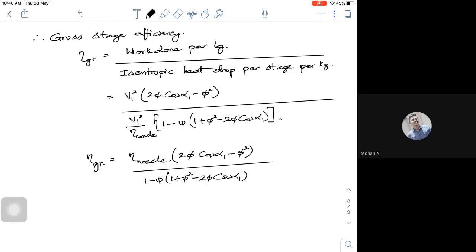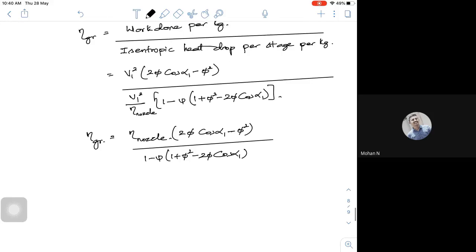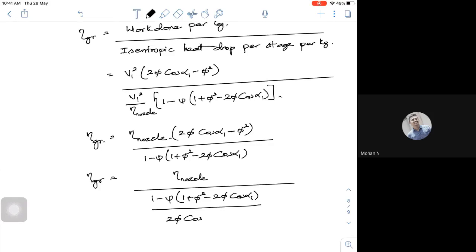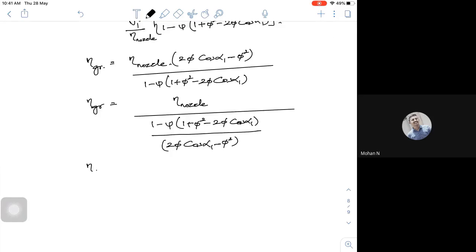Further simplify, if I do that, it will be something like this, equal to your nozzle efficiency: one minus psi into 1 plus phi square minus 2 phi cos alpha 1 divided by 2 phi cos alpha 1 minus phi square, or I can take it out, is equal to the nozzle efficiency as it is, right? 1 minus psi as it is, so 2 phi.